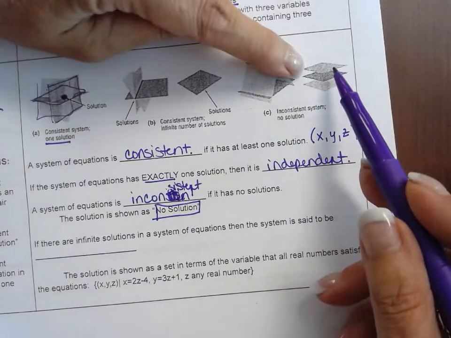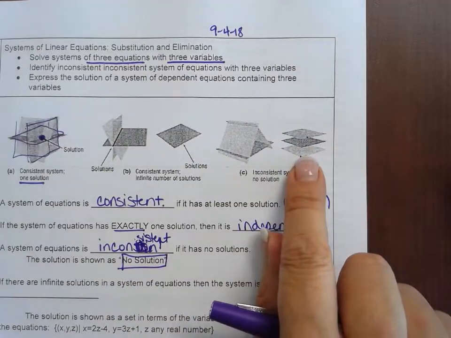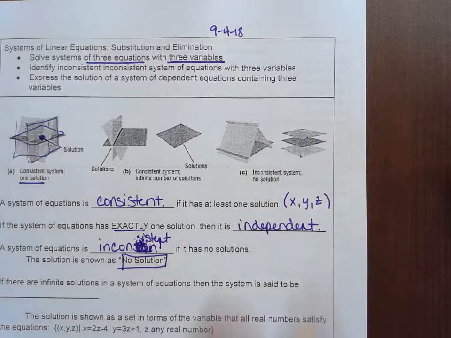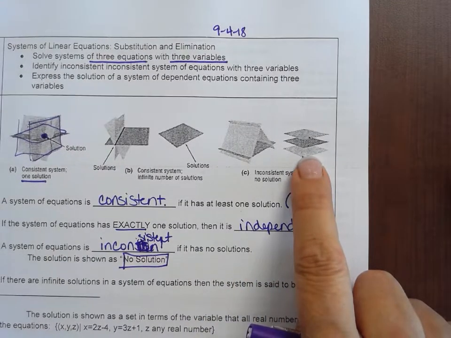Okay? So it's like looking at three planes that are just stacked on top of each other. That picture always reminds me of those hanging shelves, and so they don't touch each other. You can put all your stuff on it, but they never touch. That's going to be your inconsistent, no solution, okay?